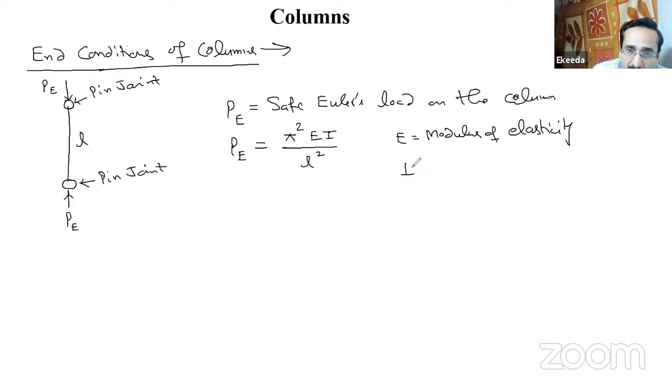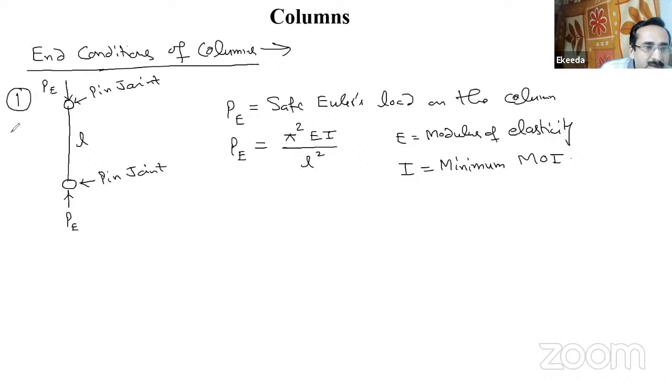And what is I? We already said that buckling takes place in the direction where there is minimum moment of inertia or radius of gyration. So the moment of inertia should be minimum where the buckling takes place first. So I is the minimum moment of inertia. So this is the first end condition, the pin joint.